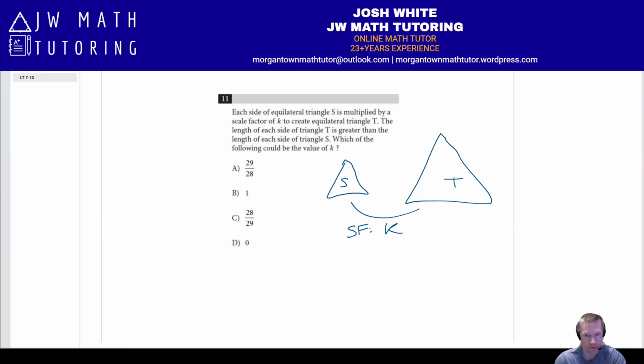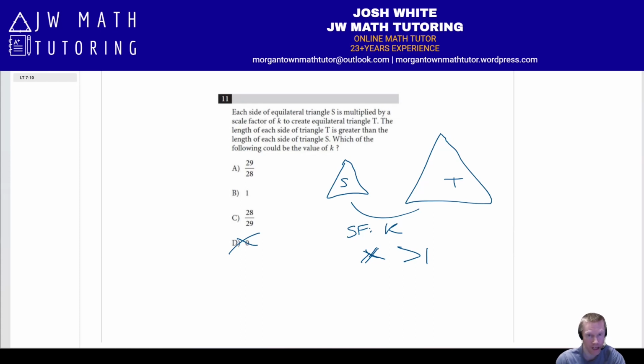Well, if the sides are getting bigger from S to T, that means you have to multiply by a number which is greater than 1. That's the only way you're going to make a number bigger. Obviously it's not 0, because if you multiply by 0, then your answer is just 0 and the triangle wouldn't exist. But if you multiply by a number less than 1, then T is going to be smaller. The sides are going to be smaller for each of them.